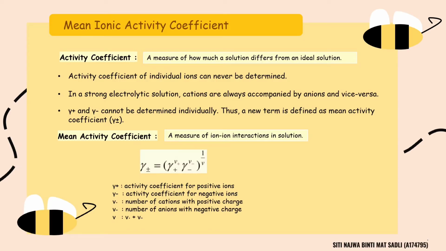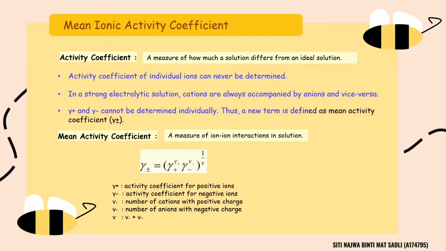Activity coefficient is a measure of how much a solution differs from an ideal solution. The activity coefficient of individual ions can never be determined, because in a strong electrolytic solution, cations are always accompanied by anions and vice versa. Therefore, gamma plus, which is the activity coefficient for positive ions, and gamma minus, which is the activity coefficient for negative ions, cannot be determined individually.